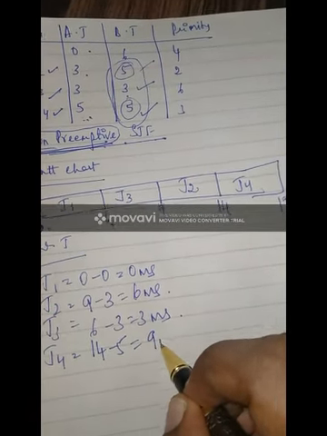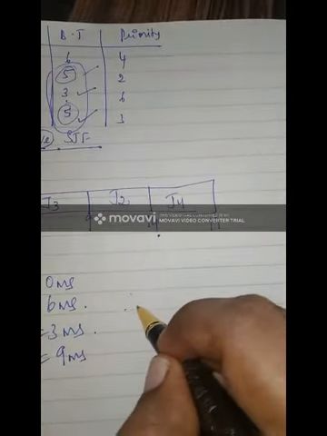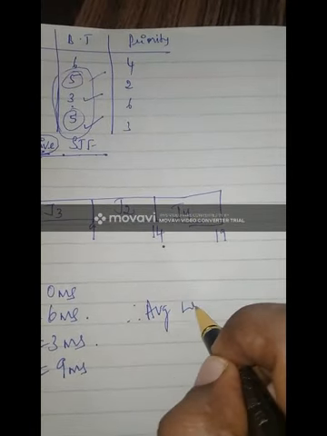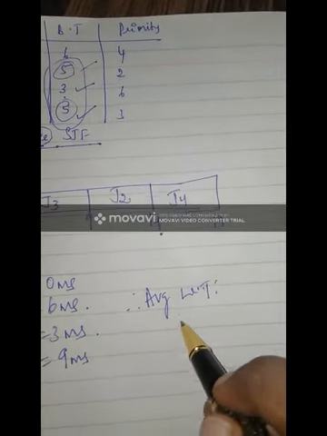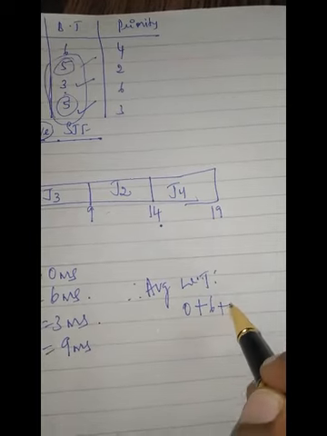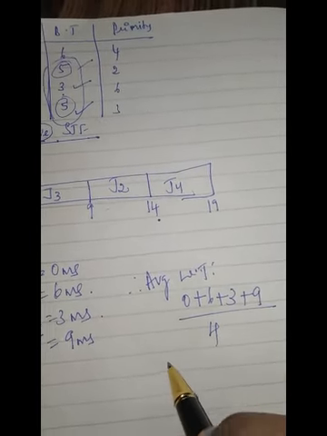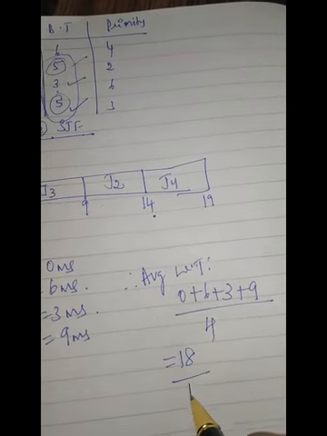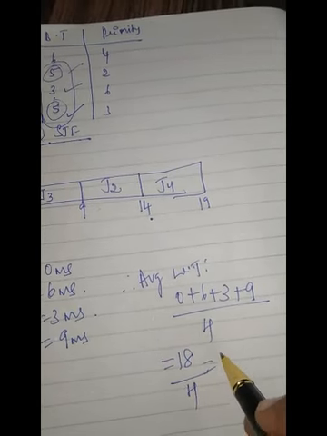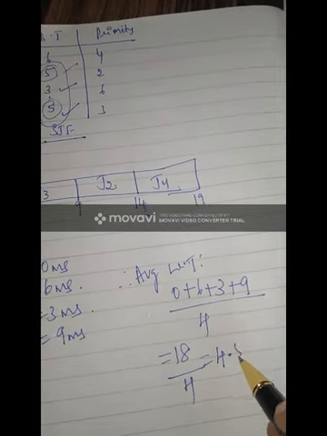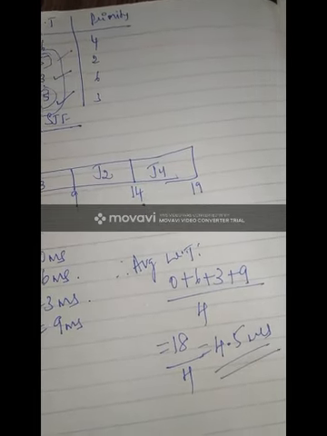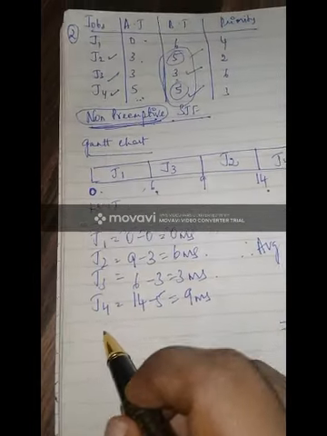9 millisecond. Okay. So therefore, average waiting time is equal to 0 plus 6 plus 3 plus 9 divided by 4. That is equal to 18 divided by 4, which is 4.5 milliseconds. Okay. So that is your average waiting time.